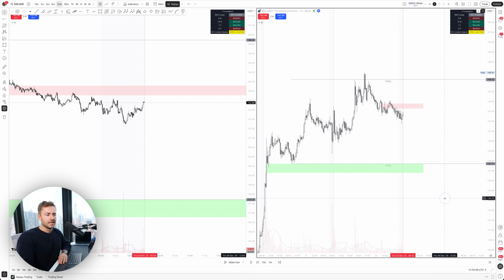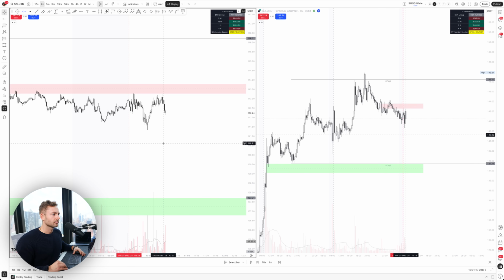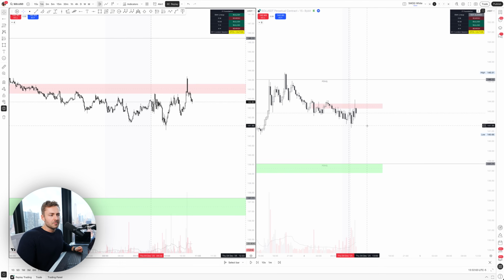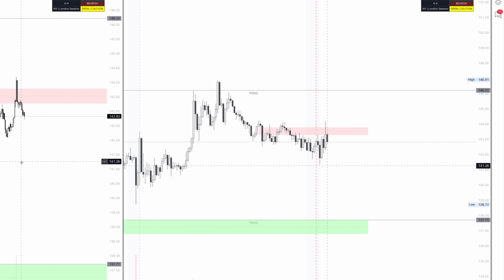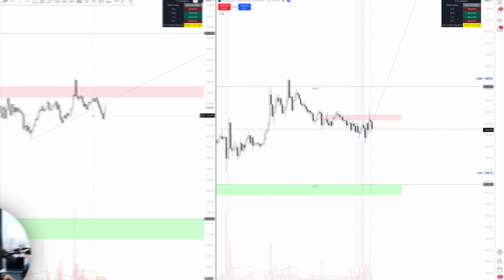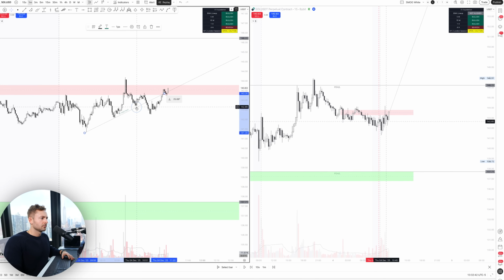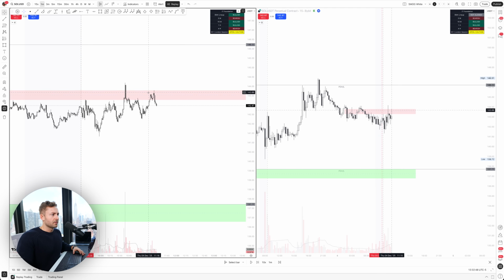Okay, so we have our daily analysis set up. Now we want to see a response off of one of these areas, as well as our change of character and our fair value gap. All right, so I'm playing the chart forward. So you can see price came up, rejected off of that 15 and closed now below it. Okay, we have price reject again off of this fair value gap.